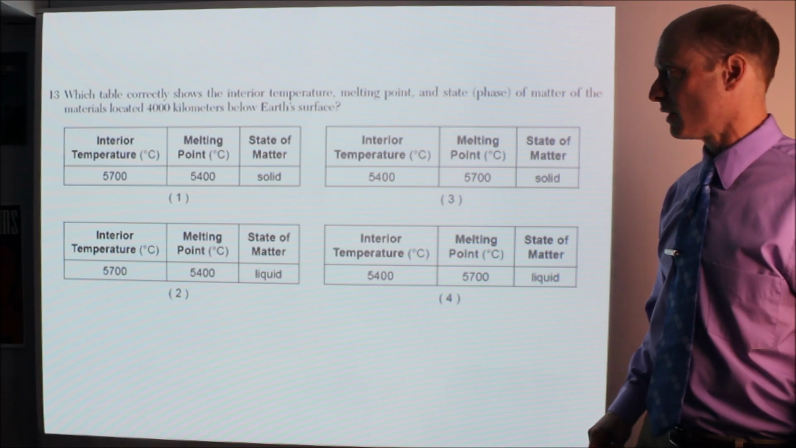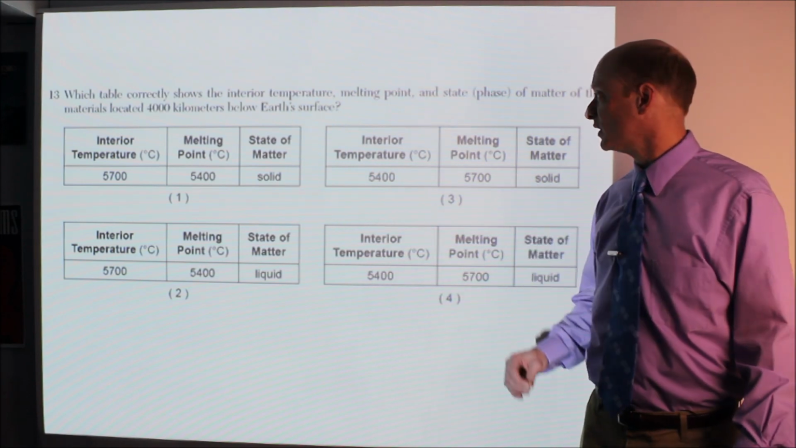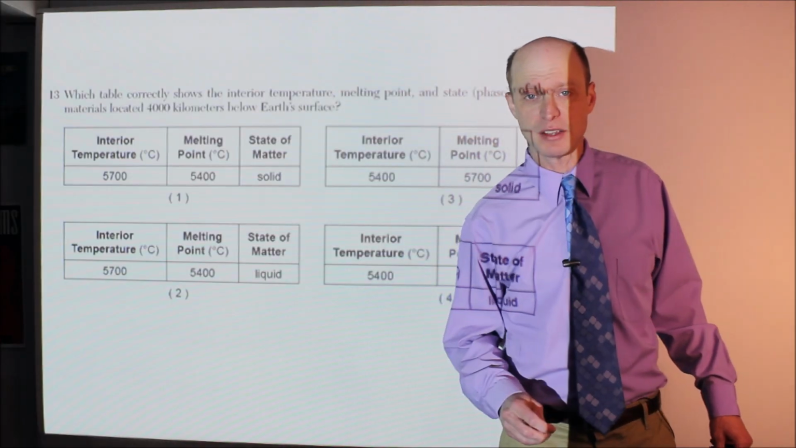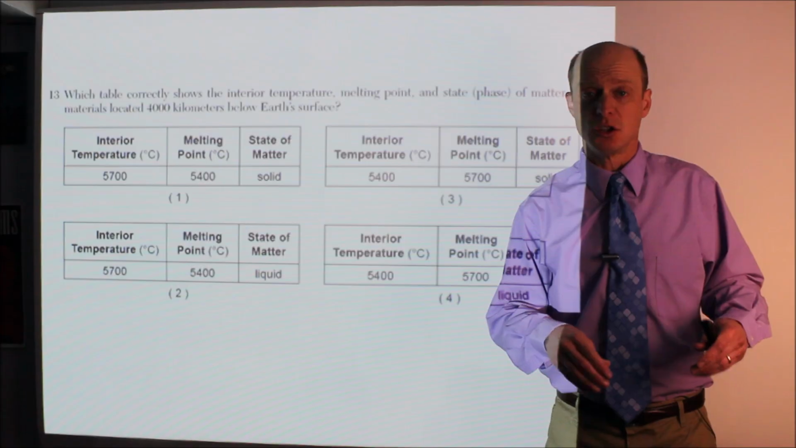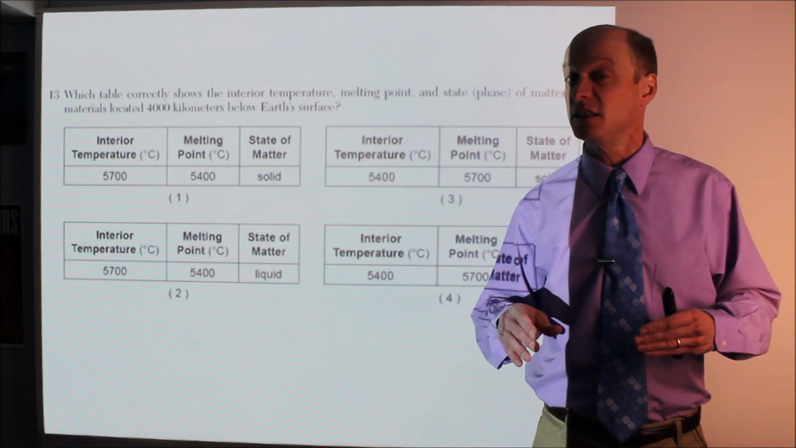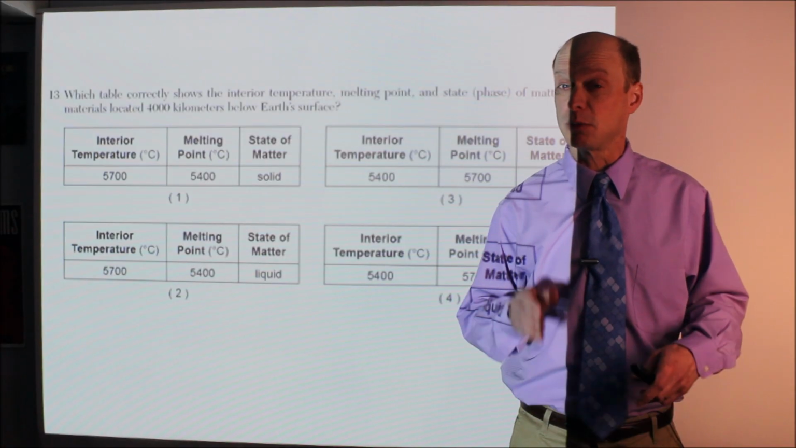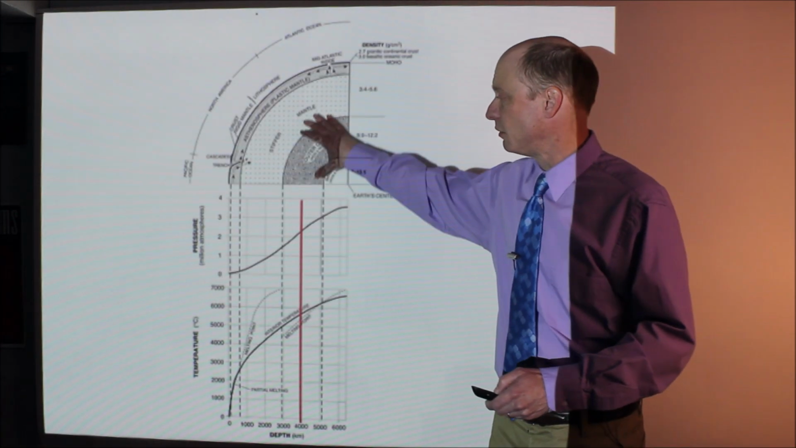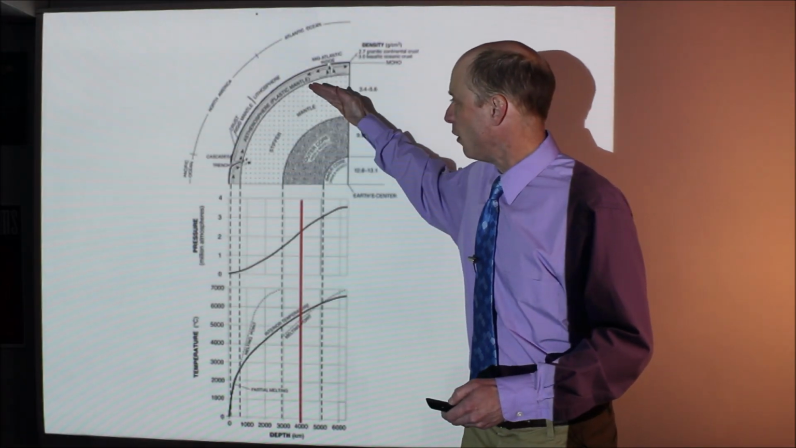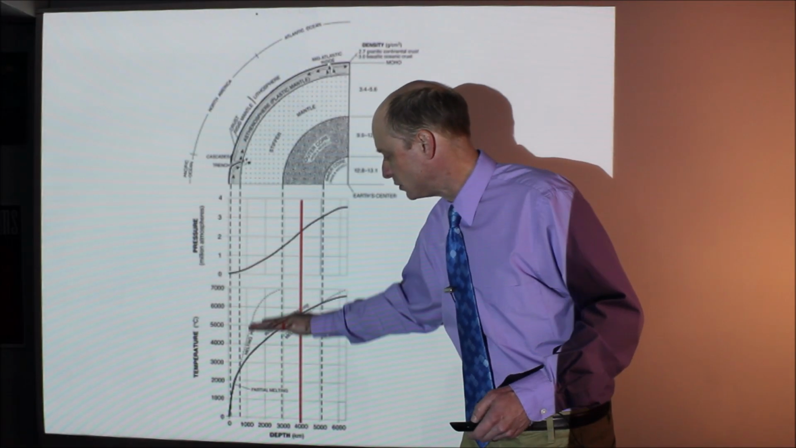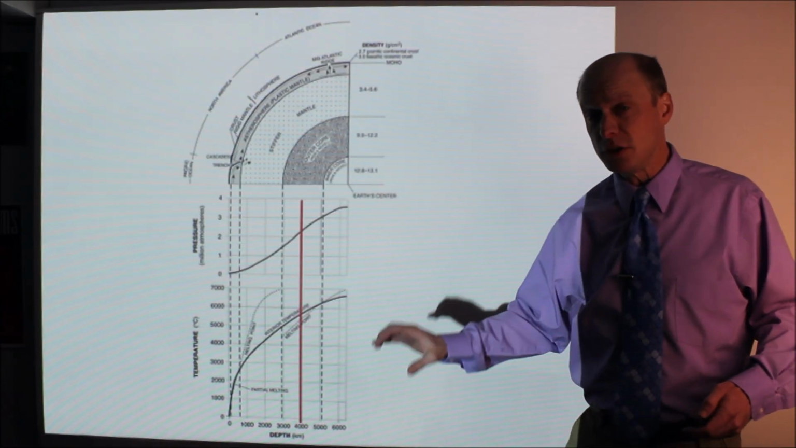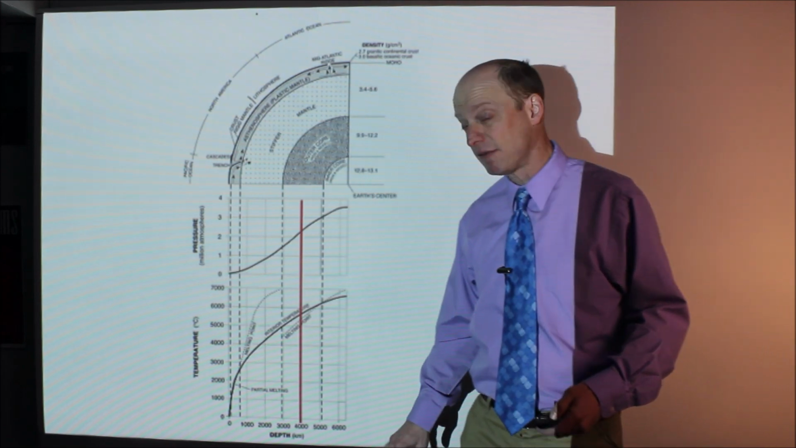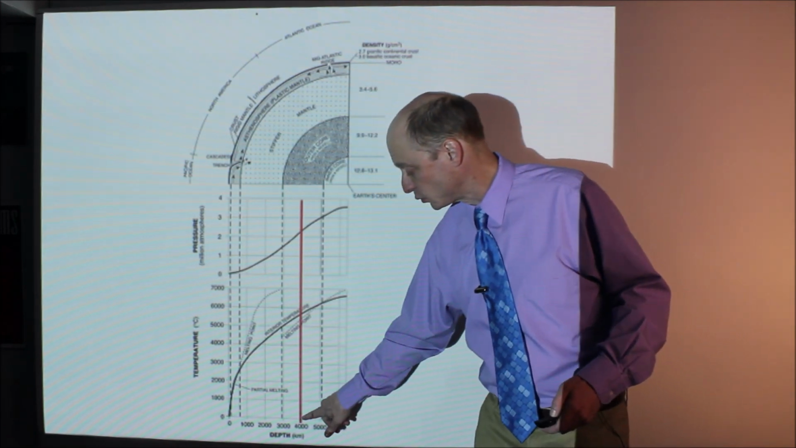13. Which table correctly shows the interior temperature, melting point, and the state or phase of matter of the materials located 4,000 kilometers below Earth's surface? So you need the reference table for this. And this is actually one of the more challenging parts of the reference table, so bear with me here. Okay, so it is this page of the reference table, the interior Earth, okay? And it's labeled here. And all this relays down to these two charts, which represent temperature and pressure, okay? So first thing you want to do is find depth of 4,000 kilometers, which I've highlighted here in red.